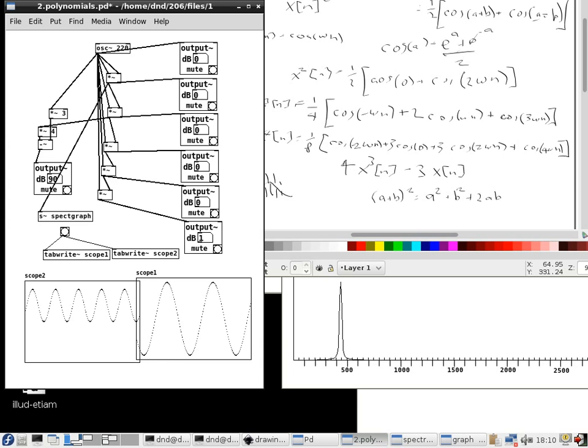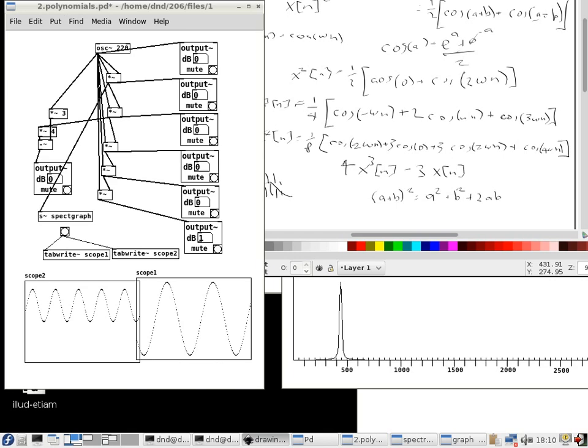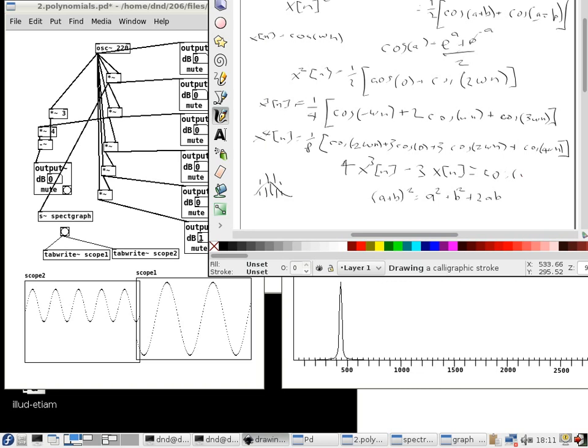And if we've done everything right, we get a pure tone up 1/12. So that is this. Oh, and I didn't say what that was, so I should do that. So that turned out to be equal to cosine of 3 omega n, like that.